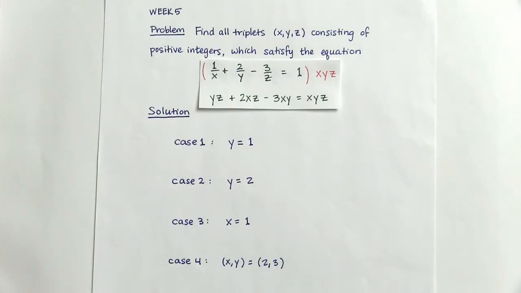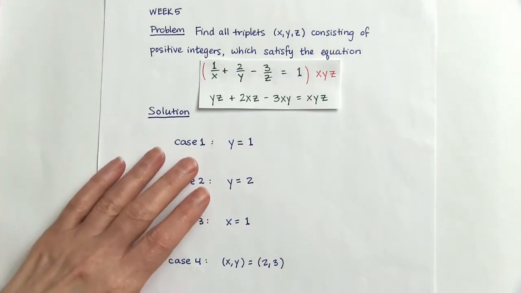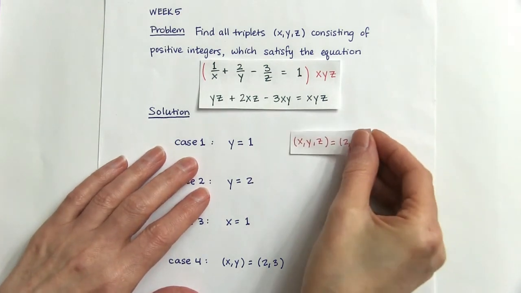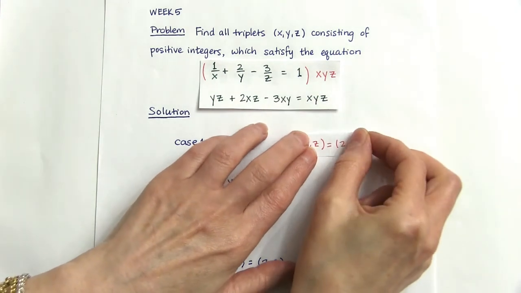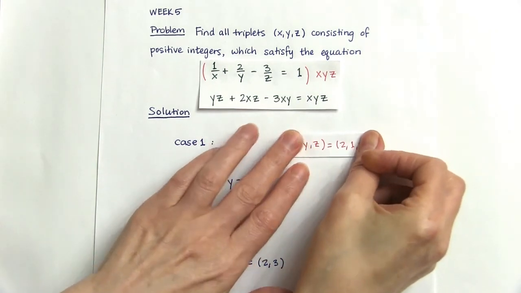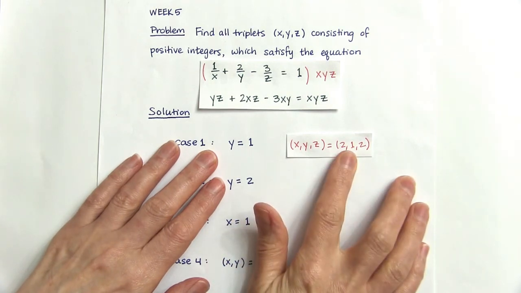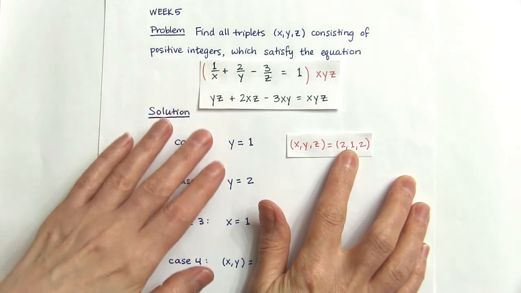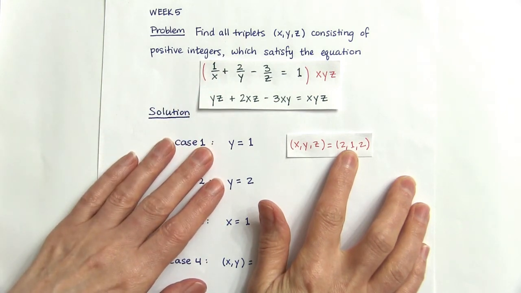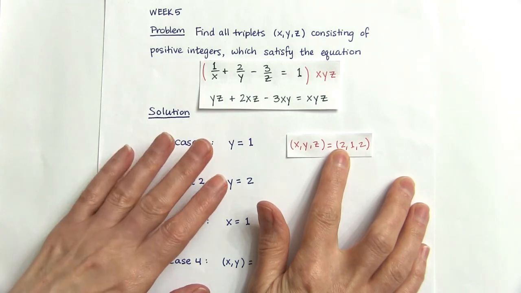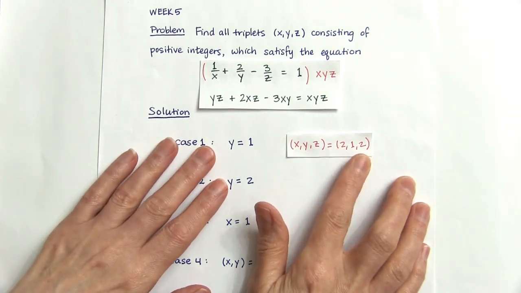What we have so far is we have solved case 1, where y equals 1, and we have found exactly one triple that satisfies this case, and we have checked that this triple does satisfy the equation. So in case 1, we're getting exactly one solution to the problem. For y is 1, x and z must be 2.